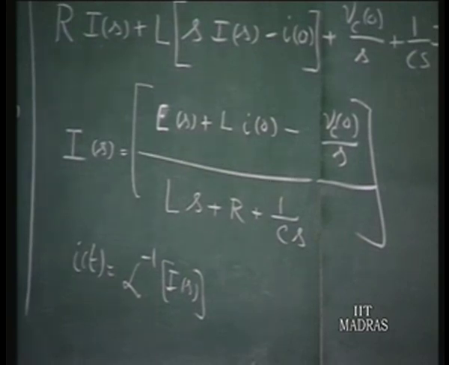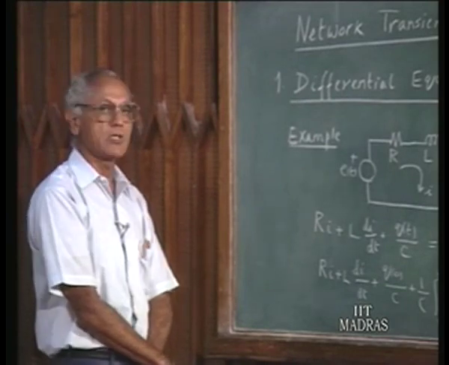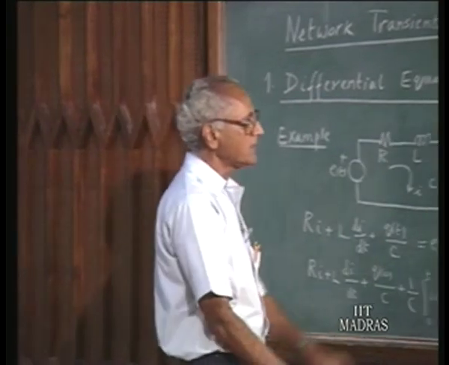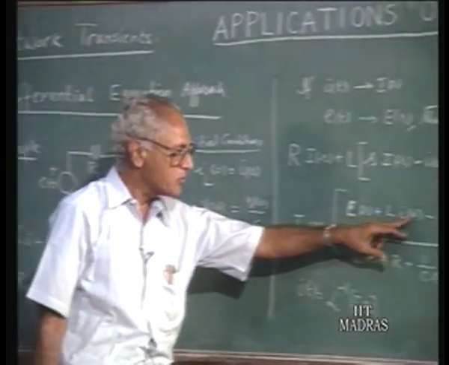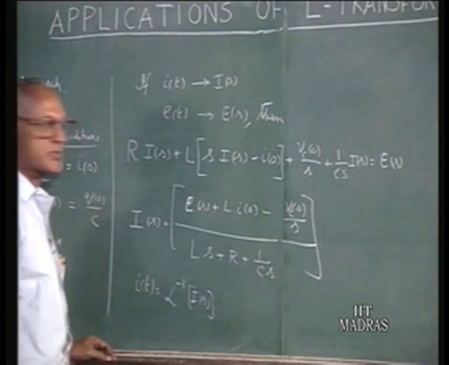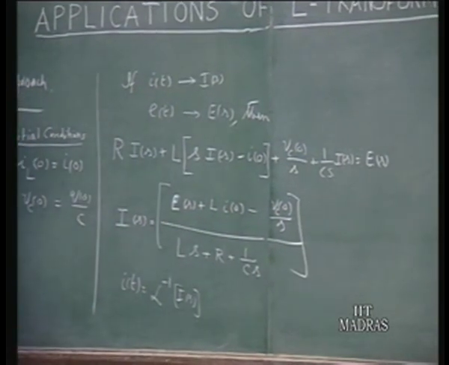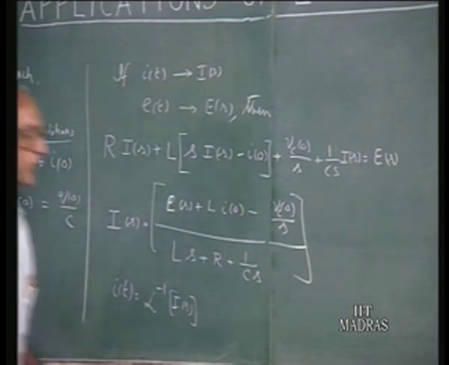Now a few comments on this. If you are interested in finding out the behavior of the current starting from t equals 0 minus onwards, then for the initial current in the inductor and the initial voltage across the capacitor, you can have 0 minus values. On the other hand, if you want the solution to be valid from t equals 0 plus onwards, then you can substitute 0 plus values for both I0 and VC0. So depending upon what type of solution you want, you can substitute either 0 minus initial conditions or 0 plus initial conditions. Let me put that down here.